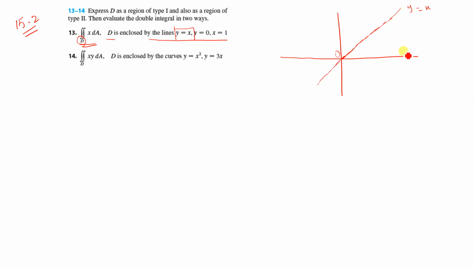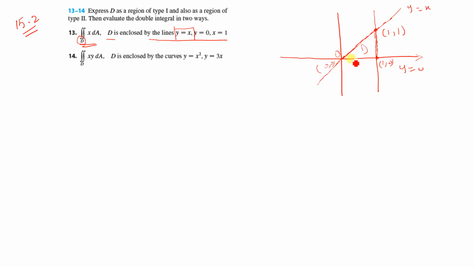The next line is y = 0, which is the x-axis, of course. And x = 1 is a vertical line passing through the point (1, 0). So this is the point (0, 0), this is (1, 0), and this point is (1, 1). Now this is the region D, which is bounded by these lines.